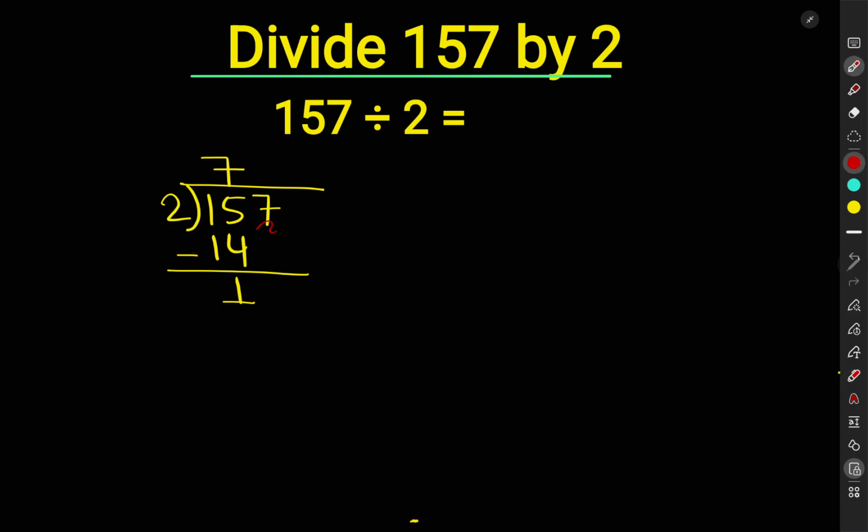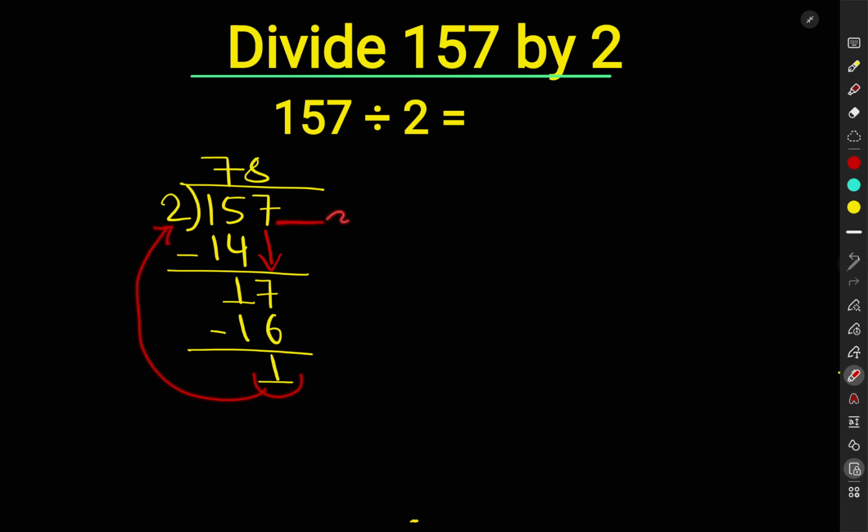So we bring down this number beside 7. So it became 17. So 2 times 8 means 16. On subtracting we get 1. So again this 1 is less than 2 and there is no other number beside.